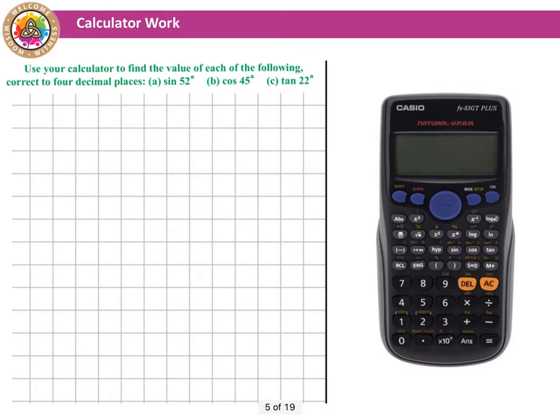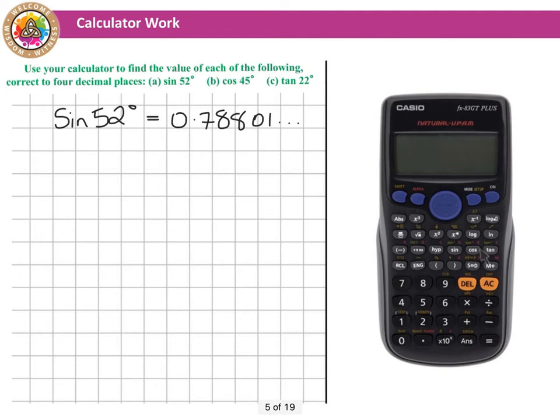Now, when you're told to find sine 52, it's very simple. You literally press the sine button and then you type 52 and press the equals. So let's try that now and see what answer you get. So you'll see from your calculator that you get 0.78801 and it goes on further. Now we were told to round each one correct to 4 decimal places. Well, if we're going to 4 decimal places, it's just going to be 0.7880.